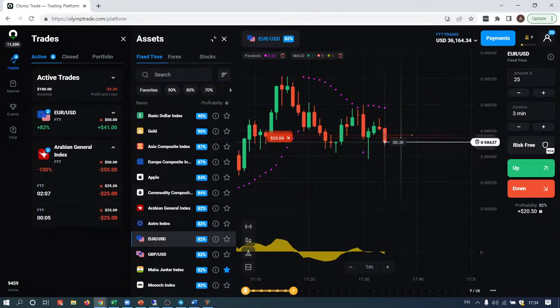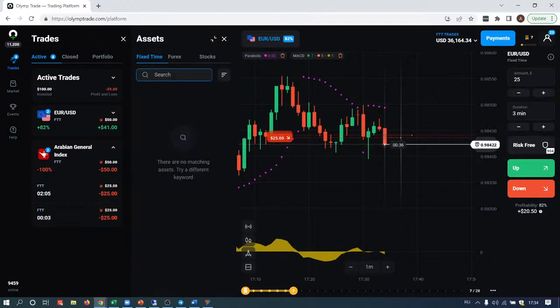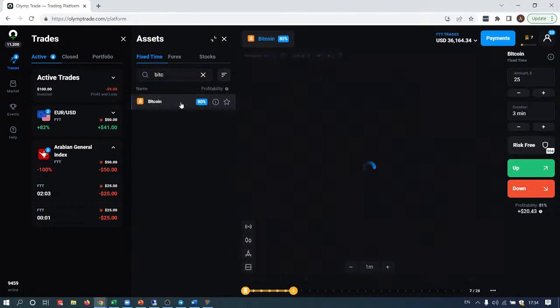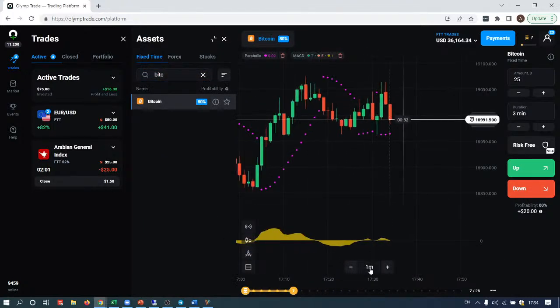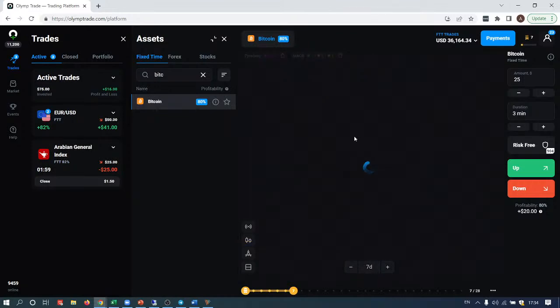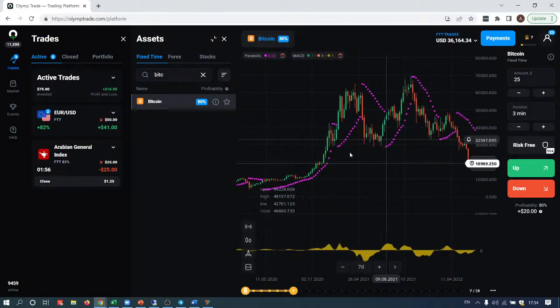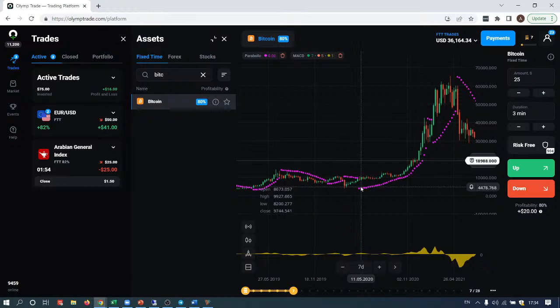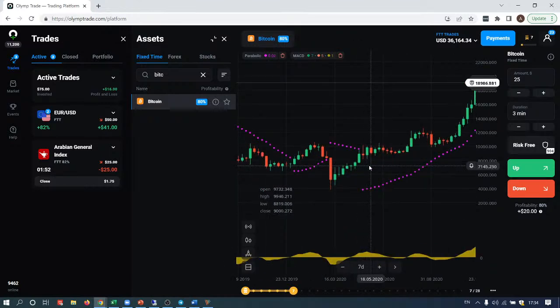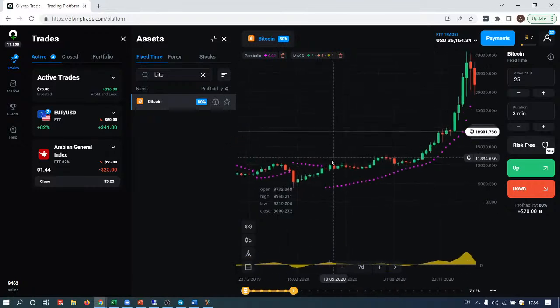A simple example would be this. Let me go ahead and open, for example, Bitcoin. All right. So let's apply this strategy to Bitcoin on a higher time frame, for example, 7 days time frame. And as you can see, this strategy basically told us right at this price, like 9,000, to open up trades. So Bitcoin is about to go up in price.